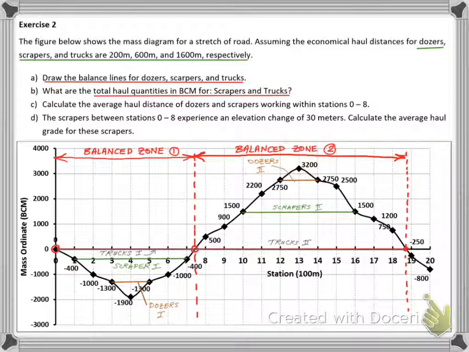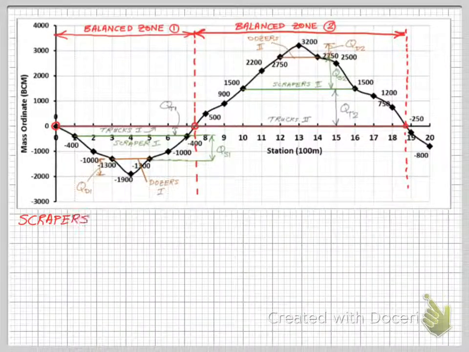Part B requires calculating the total haul quantities for the scrapers and trucks in both subzones. Let's mark the haul quantity of each equipment in each zone as shown. Although it's not required, I will also show the haul quantities for the dozers. Now let's calculate each of these quantities.